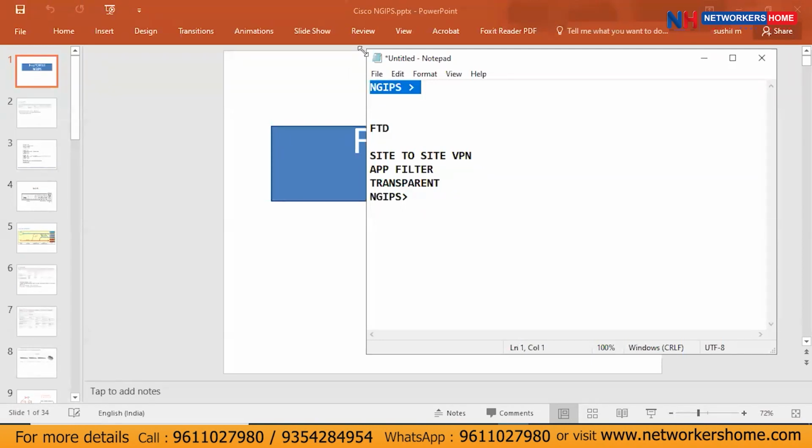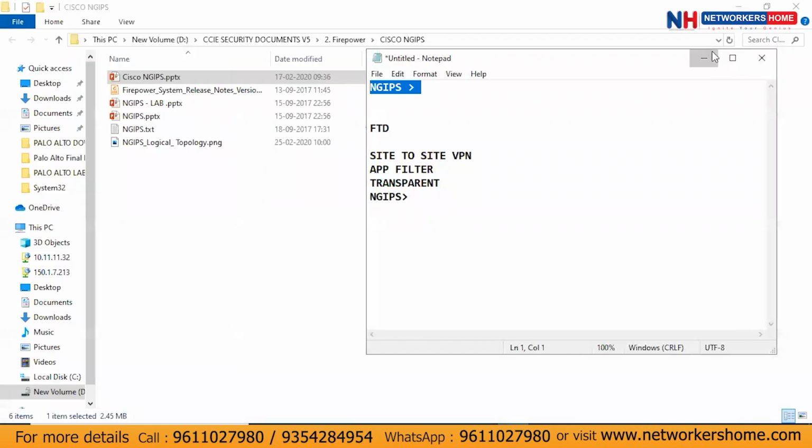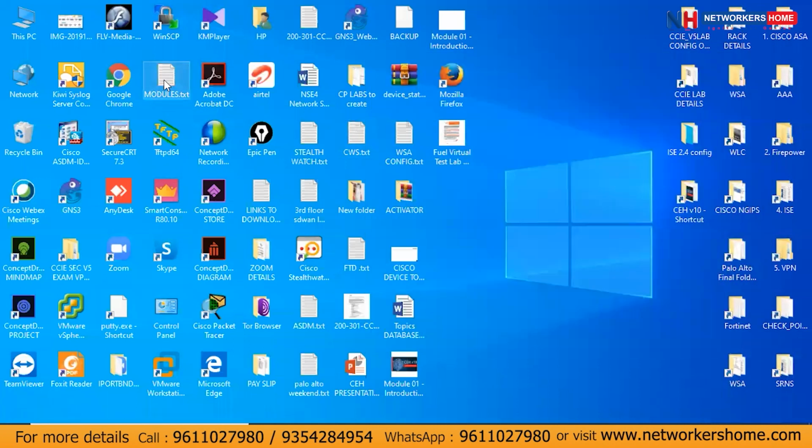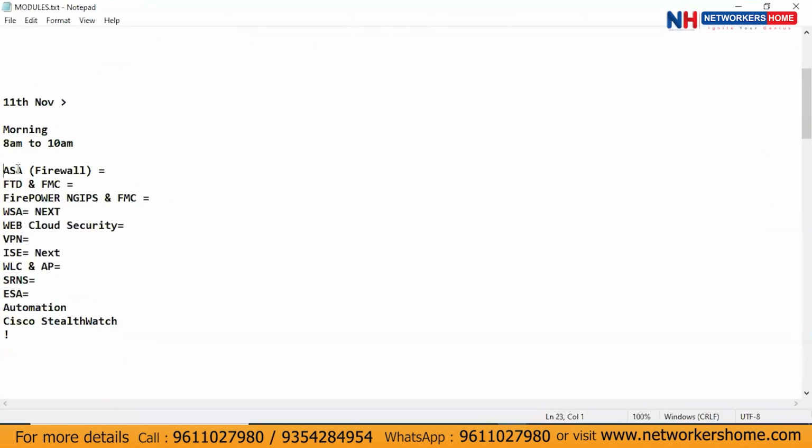That's your NGIPS. These are the total modules that we complete in version 6. We'll go for ASA firewall, FTD, and FMC, and you have NGIPS. You can see you have a separate module called NGIPS, so I'm covering a separate module itself. Those who already know FTD, for them it's easier. And those who don't know it at all, for them it will be a fresh class, and I'll be teaching from scratch. So no need to worry. Am I clear to new students?